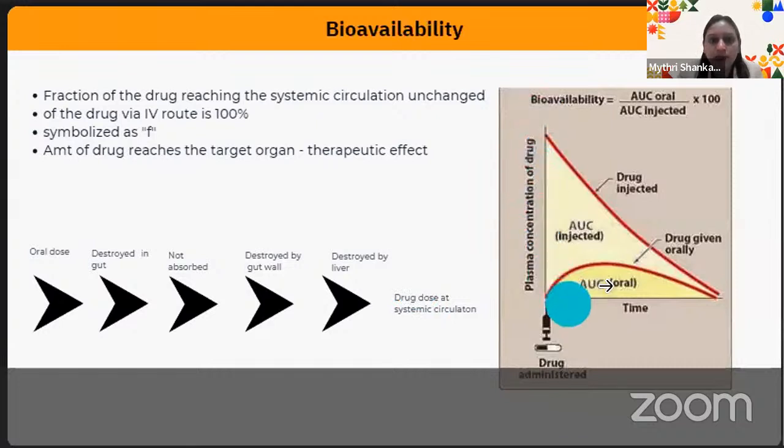So you can see here the area under the curve for the injected drug is 100% and the area under the curve for the oral drug is the smaller one. You can see that the concentration maximum is lesser.